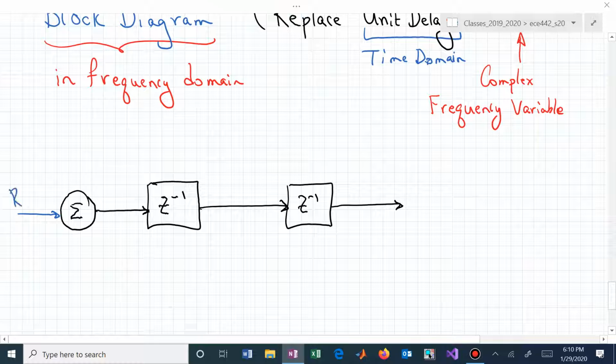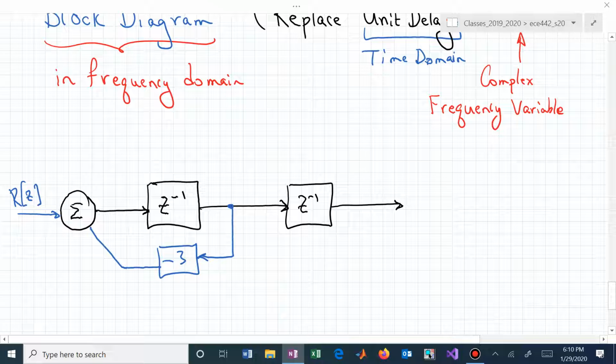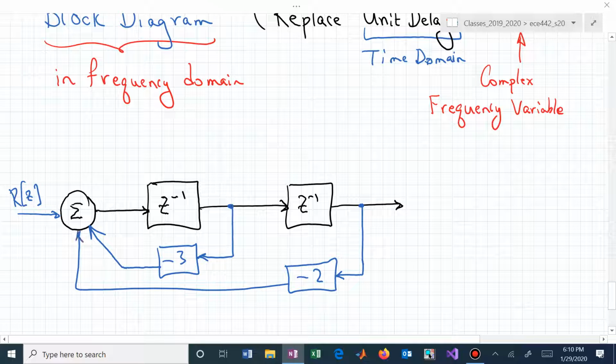This is now R of Z. This was minus 3. And this was minus 2. And I now have my frequency domain block diagram, and I can label this. I could say, well, this is still my output. Let me call that Y of Z.